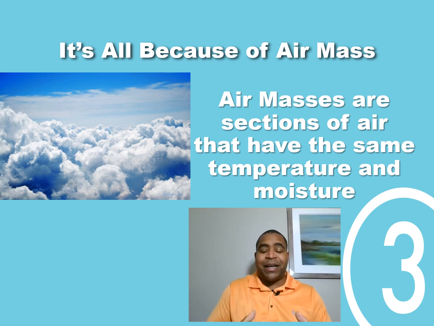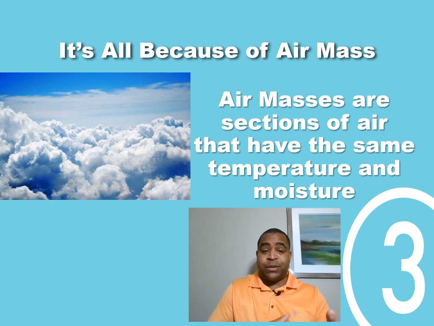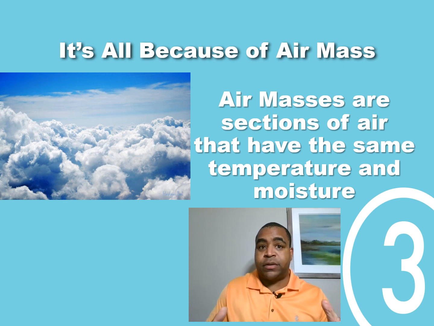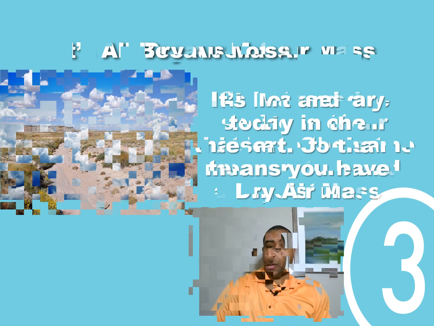Now, air masses are sections of air that have the same temperature and moisture. Some air masses only stay in one particular area of the world, and some air masses actually move from one part of the world to another. So you may notice, for example, in the tropics, it's always very warm there. That's because they have very warm air masses. But if you travel to some place that's really cold, let's say Antarctica or the Arctic Circle, it's usually always cold there. And that's because they tend to have air masses of the same temperature as well.